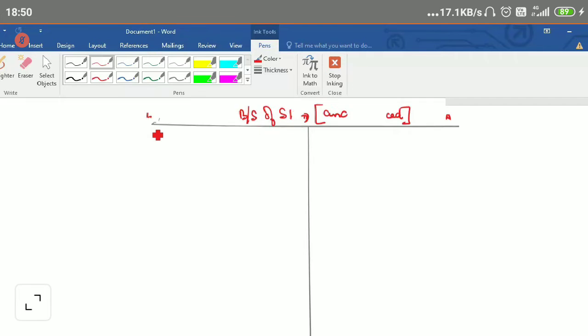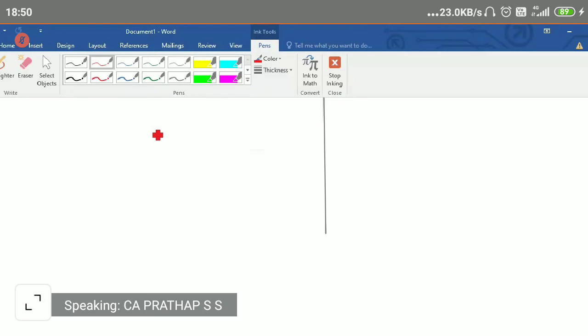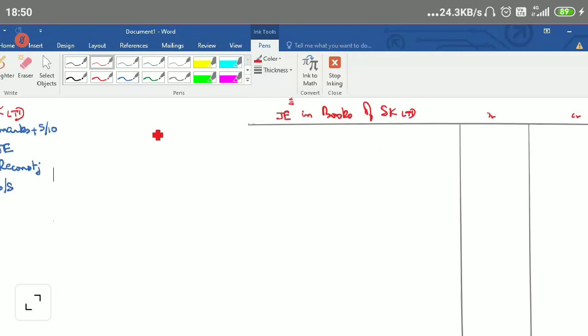Okay, we are ready to start. Start with the balance sheet. I'm sorry, start with the journal entry, update it in the reconstruction account, and then in the balance sheet. Journal entry, reconstruction, balance sheet, simultaneously. Okay, guys, just read this. I'll get a glass of water.